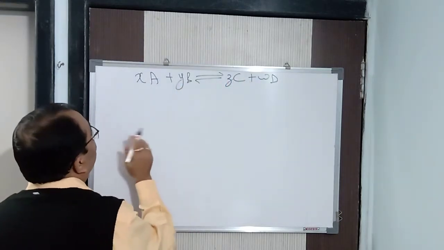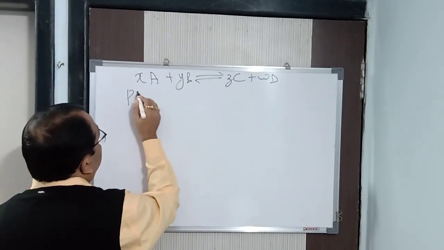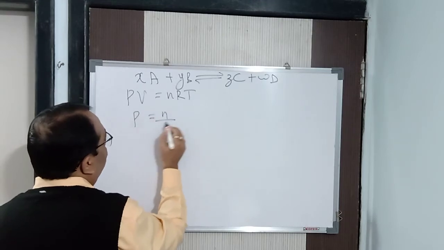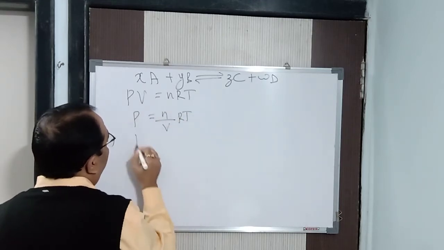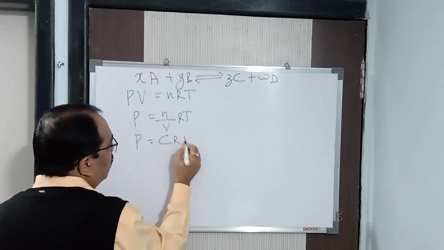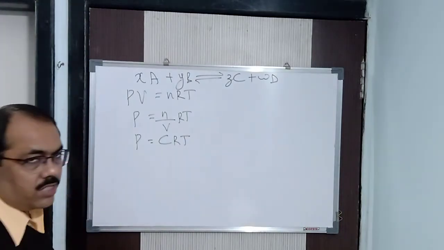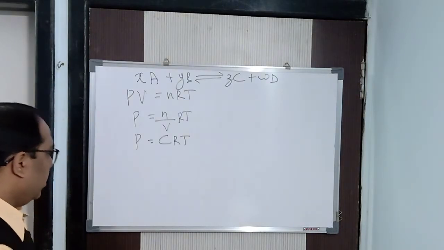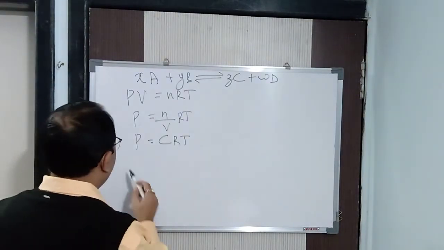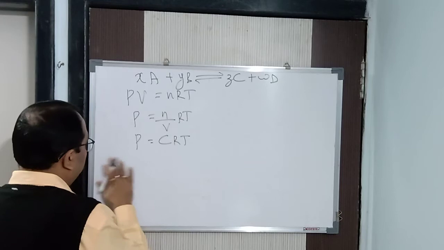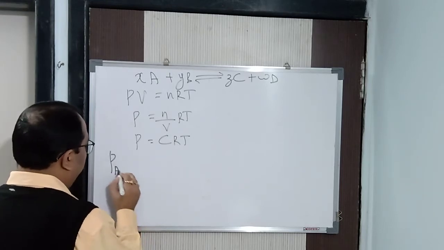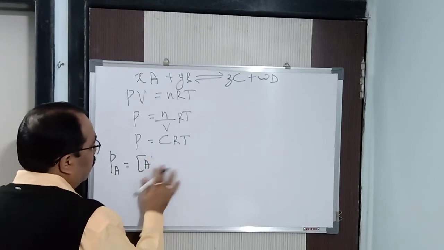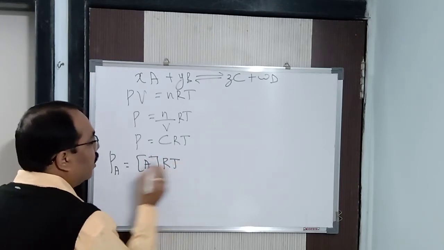Okay, fine. Now according to the ideal gas law, PV is equal to nRT. So P is equal to n by V times RT, and n by V is what? Concentration, that is C. Number of moles by volume is your concentration, C. Fine. Now next, for the reactant A, we will find the partial pressure of A. It will be the concentration of A into RT.